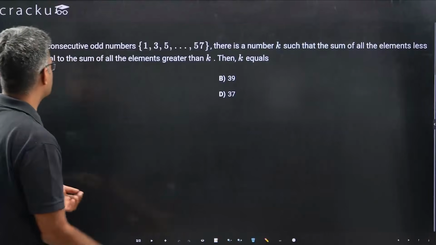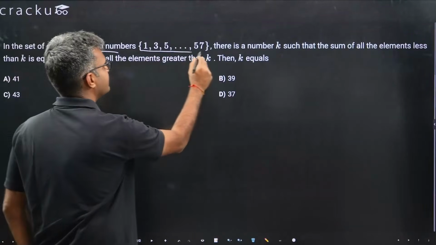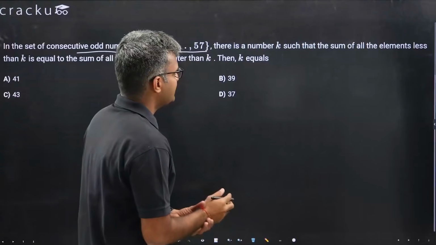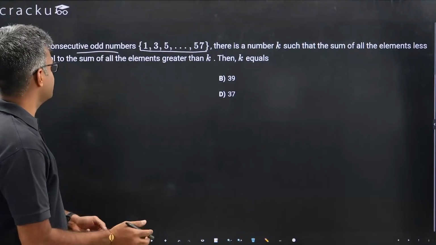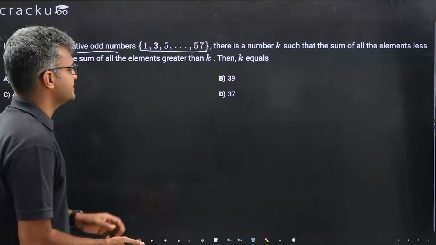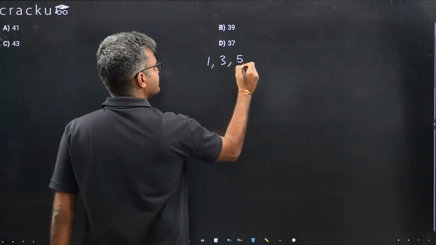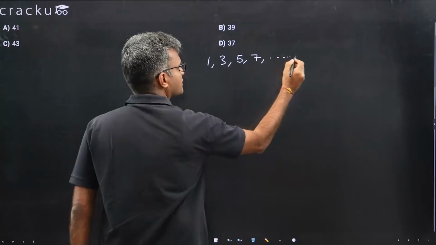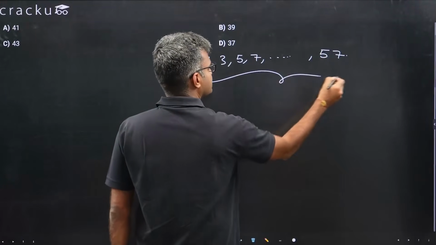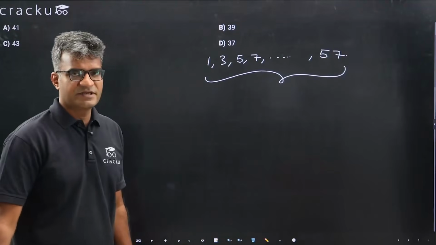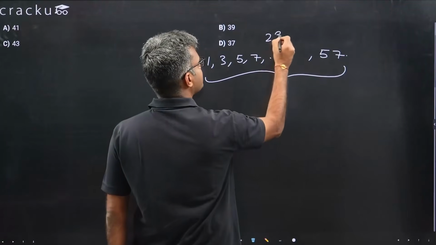In this question, we are told that there is a set of consecutive odd numbers, which is 1, 3, 5, dot, dot, dot till 57. And there is a number k such that the sum of all the elements less than k is equal to the sum of all the elements greater than k. So we have 1, 3, 5, 7, dot, dot, dot, dot till 57. These are how many odd numbers? If you are including k, the total number of odd numbers is 29 odd numbers.